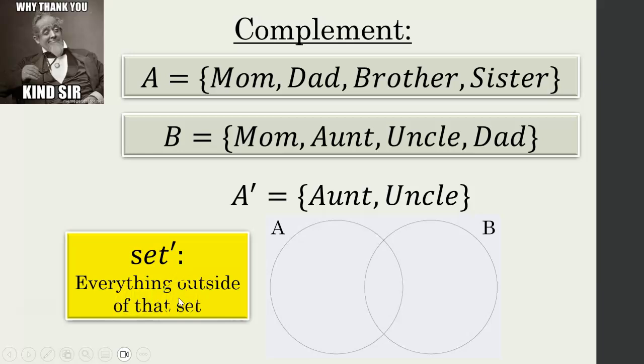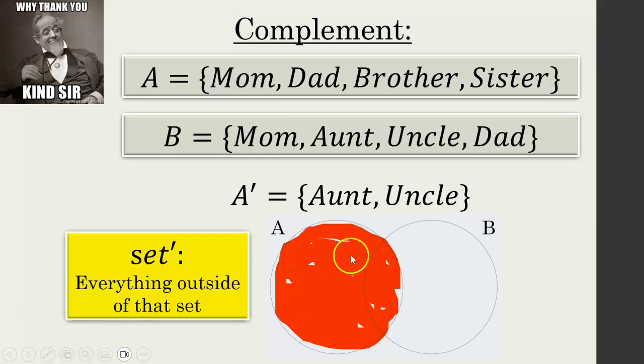It means everything outside of that set. So this whole set, mom, dad, brother, sister, that's set A. If I got rid of that, everything outside of that, so on the Venn diagram, visually it looks like that. If I got rid of all that bit in there, what's left? I got rid of all of this. What's left over here? Well, it would be aunt and uncle.